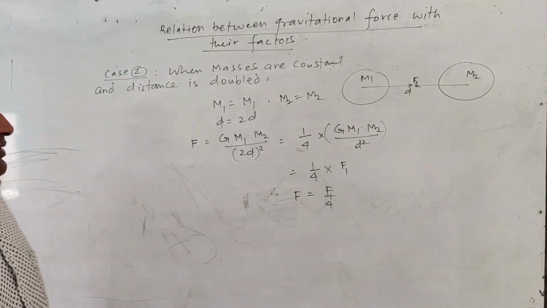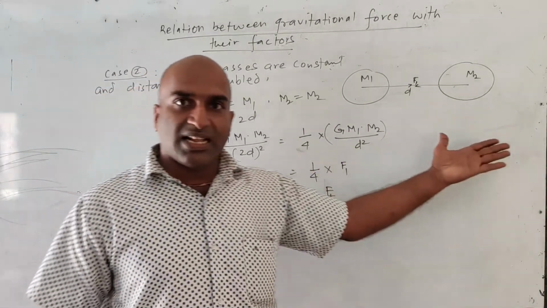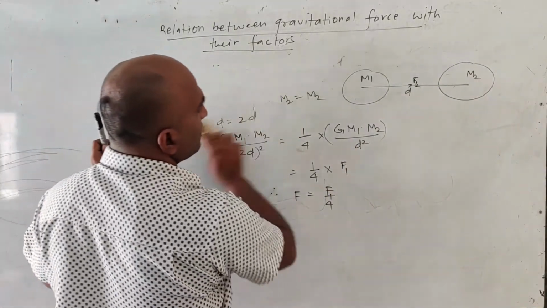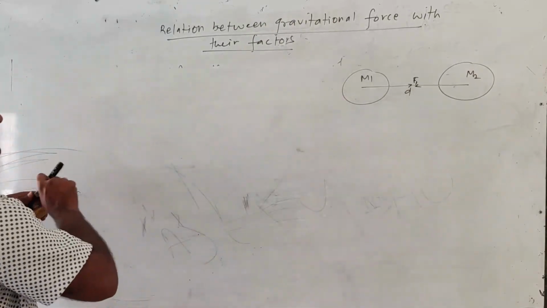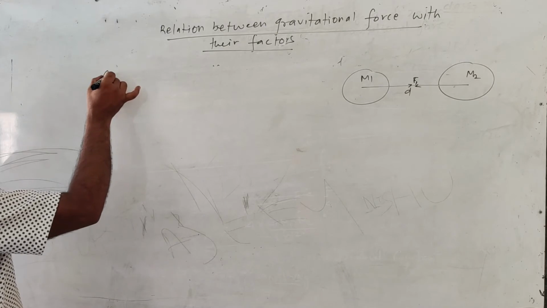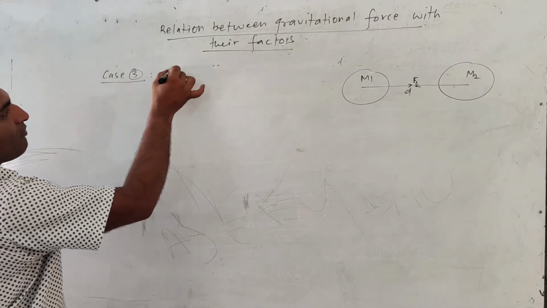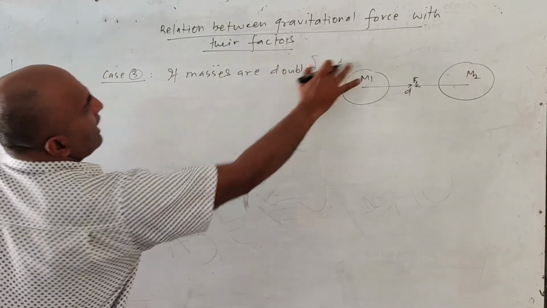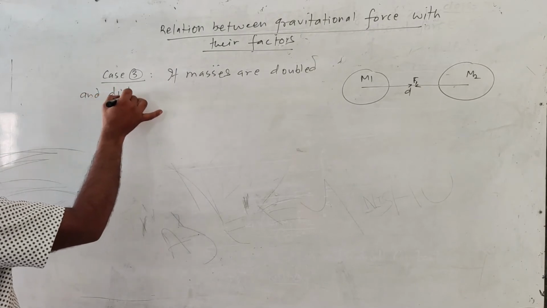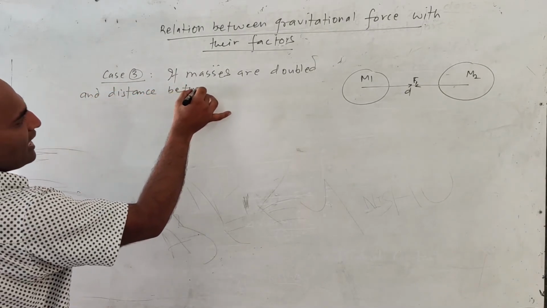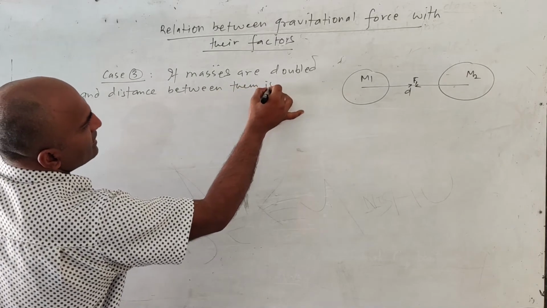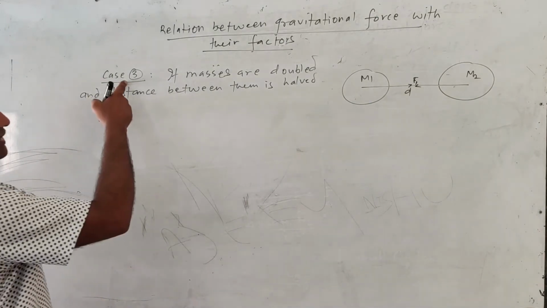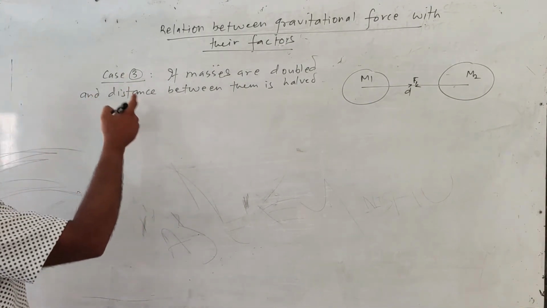Now, in the third condition, if masses are also doubled and distance is suppose half, then what change will occur? Case 3 or relation 3. In the third case, if masses are doubled and distance between them is half, then what change will occur in the gravitational force? This case has been asked in the examination also.